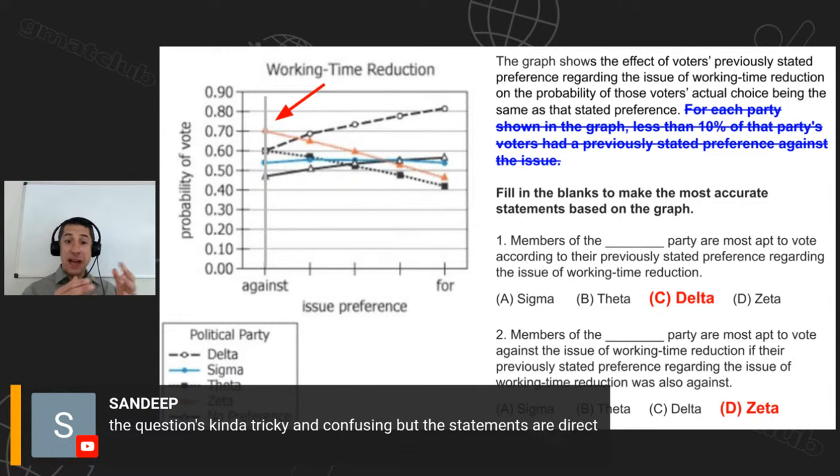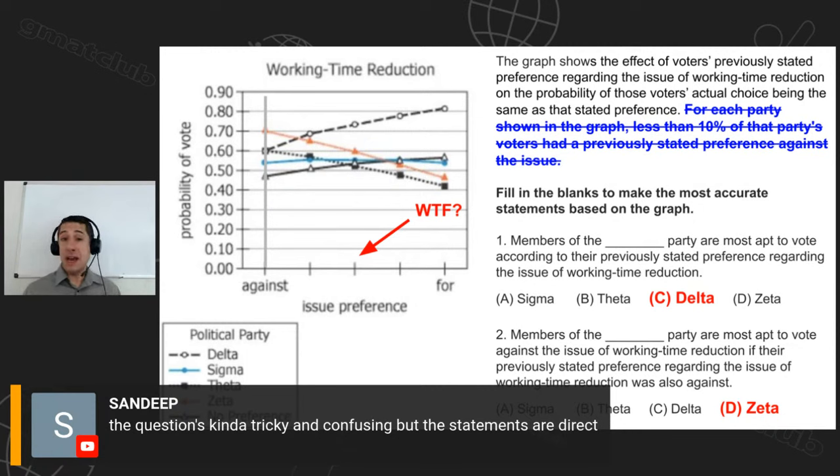The graph itself, I don't think, makes any sense at all. One other reason that the graph doesn't make sense. What the heck does that mean? So your stated issue preference, we're going to vote for something, working time reduction. There's a vote. You're either for it or against it. What does it mean to be right in the middle? There's five tick marks. What does the third one mean? So you were neither for nor against and you voted that way? So I went to the polls and I voted, I voted neutral. It doesn't make any sense.